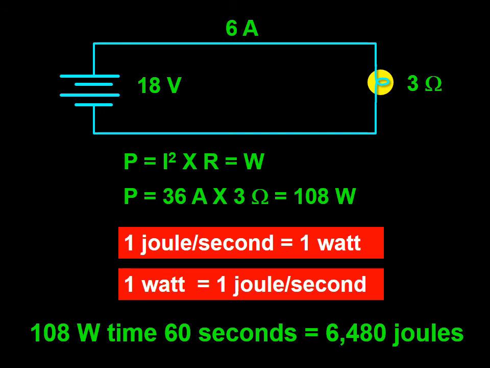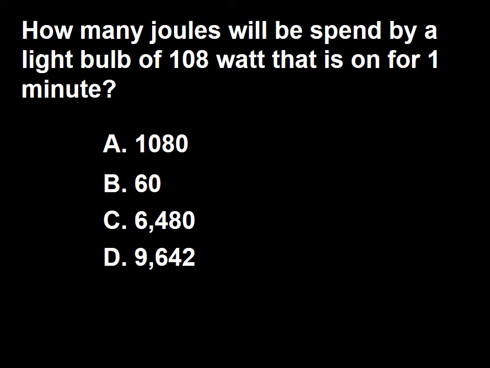Now, if we remember that 1 joule per second is equal to 1 watt, therefore 1 watt is equal to 1 joule per second. If we operate these numbers and multiply the number of watts by 60 seconds, we come out with the number of joules that are being utilized, which in this case is 6,480 joules. So the answer to this question is C.